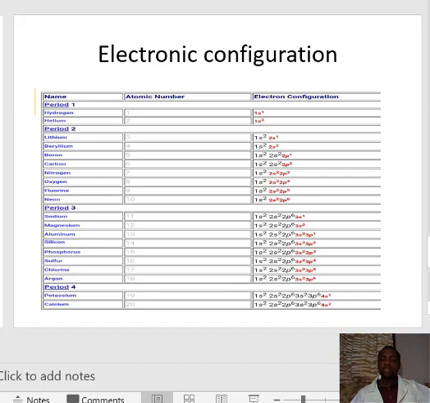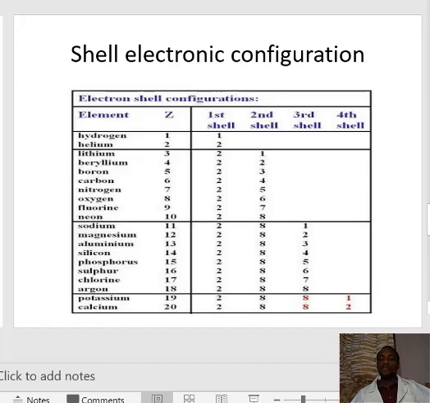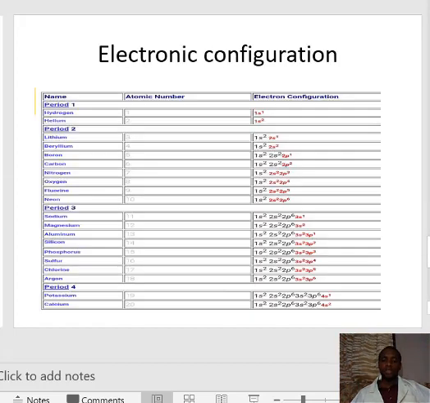In our next class, we'll be looking at the uses of these electronic configurations. And we'll look at some questions that we can also answer with the knowledge that we've had.